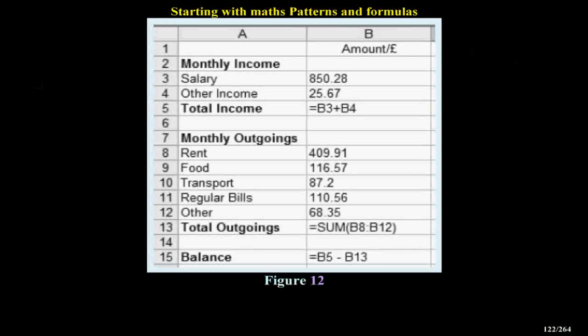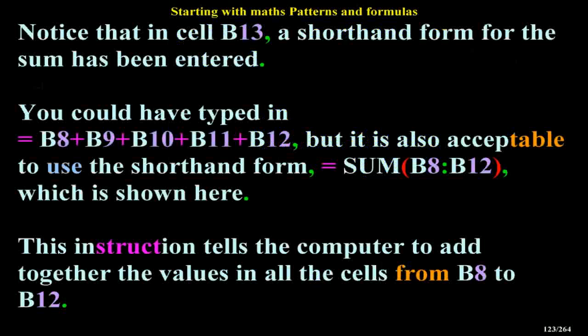Figure 12. Notice that in cell B13, a shorthand form for the sum has been entered. You could have typed equals B8 plus B9 plus B10 plus B11 plus B12, but it is also acceptable to use the shorthand form, equals SUM(B8:B12), which is shown here. This instruction tells the computer to add together the values in all the cells from B8 to B12.